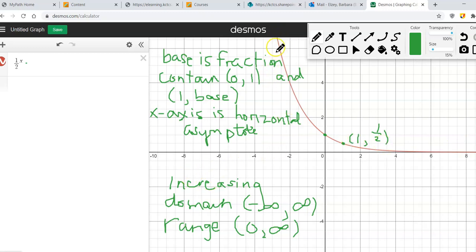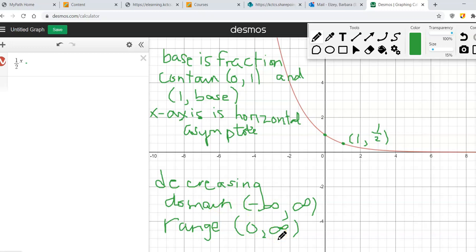But this graph, if we have a fraction, is not increasing, it's decreasing. So I'm going to change this to decreasing. So if we have a fraction for our base, the graph is decreasing. The domain is still negative infinity to positive infinity, and the range is still 0 to infinity.